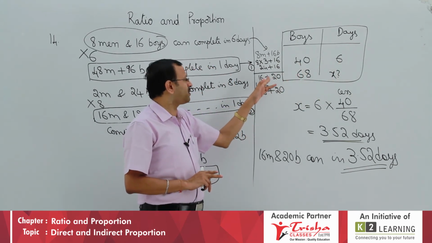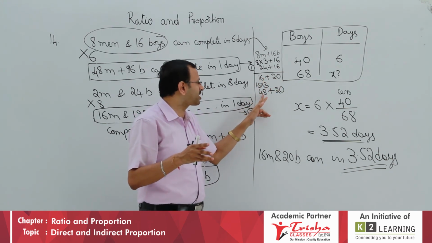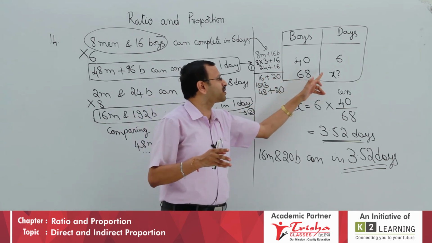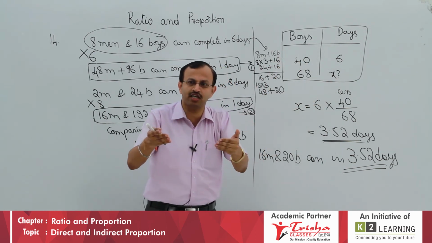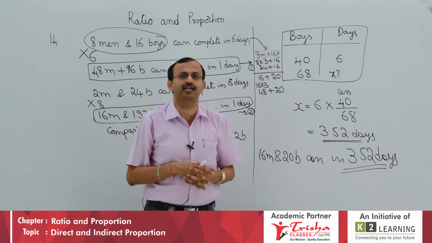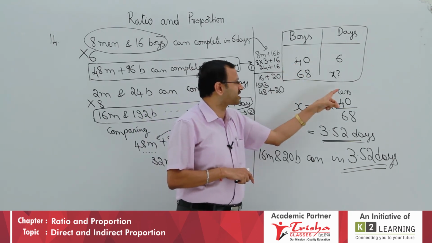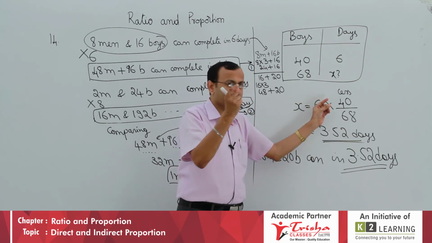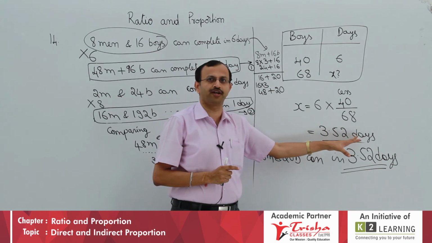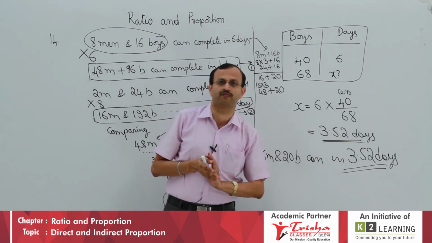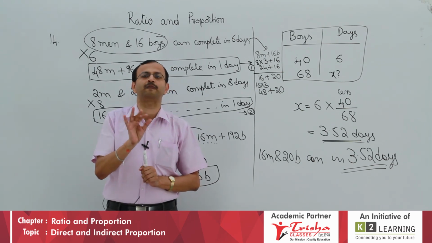Similarly, 16 men and 20 boys can do it in how many days? 16 times 3 is 48 boys, plus 20, 68 boys, in how many days? Solve it. How to solve? More boys are there to do the same work, they take less days. What is less here? 40 and 68, 40 is less, 68 is bigger. Less means the lesser number in the numerator. So 40 by 68, solve it, 3.52 days. Write in statement form. Students, that will be the different types of direct proportion and indirect proportion.